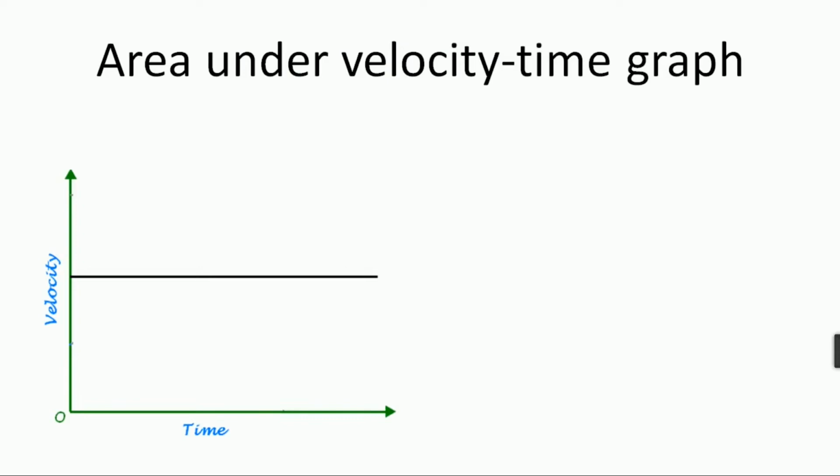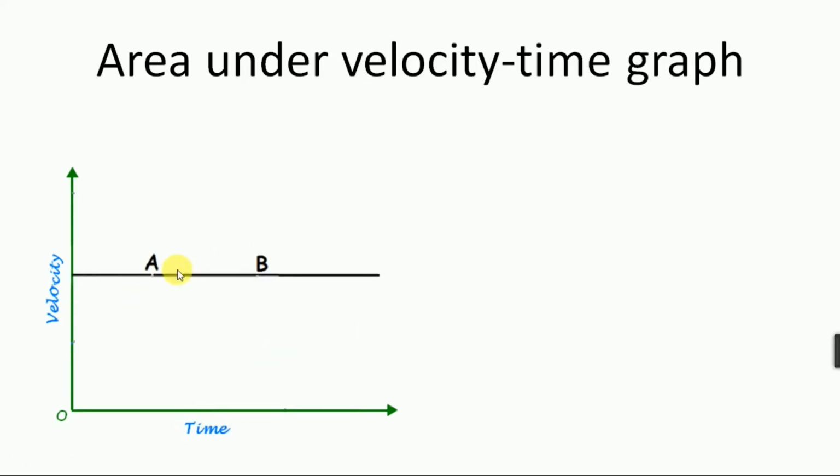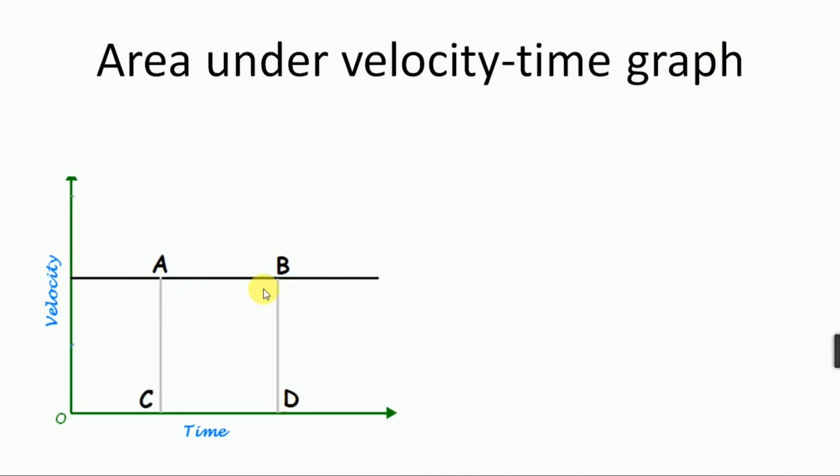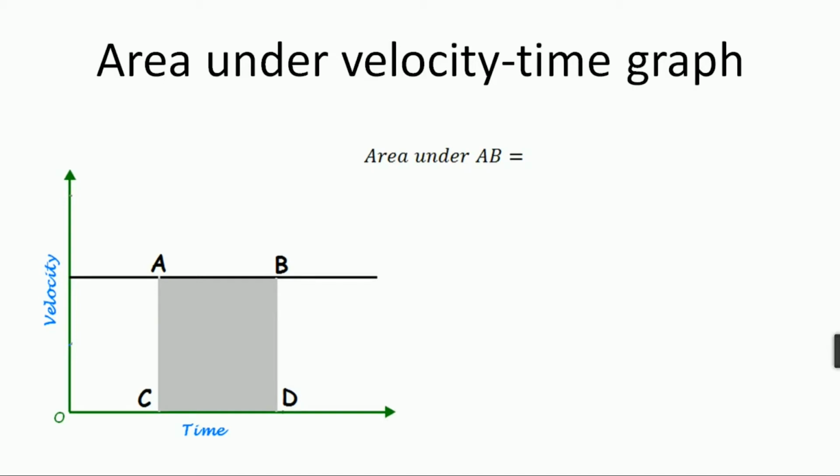time graph. So this is a velocity time graph with constant velocity. Velocity is not changing with time. Let's consider two points A and B on the graph and let's find the area under AB. So the area under AB is this rectangle. This shaded part is the area under the curve. So area under AB is equal to length CD into breadth BD.